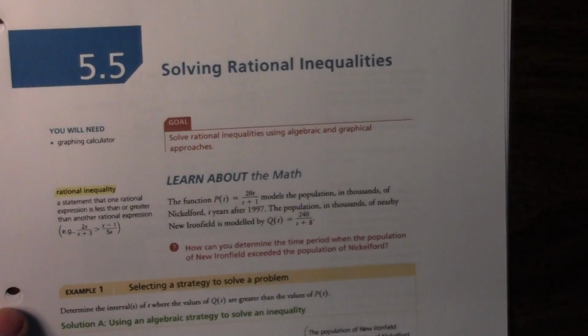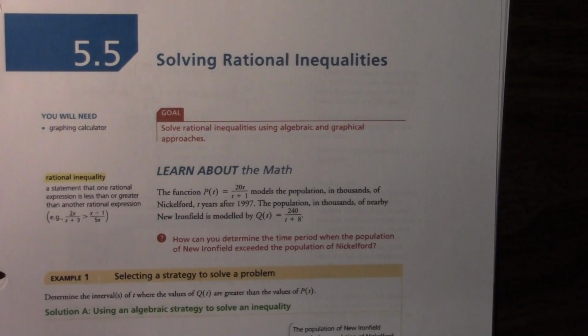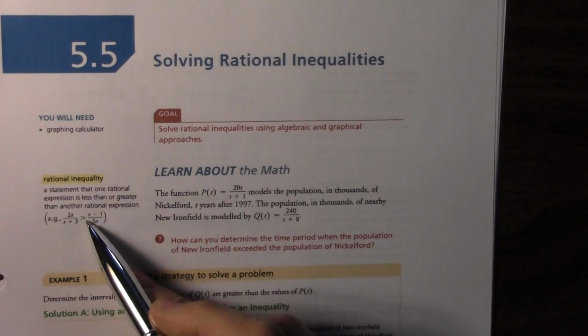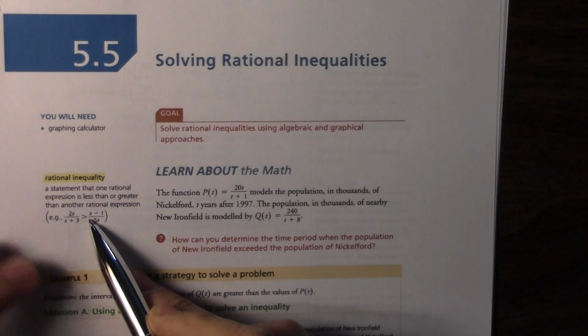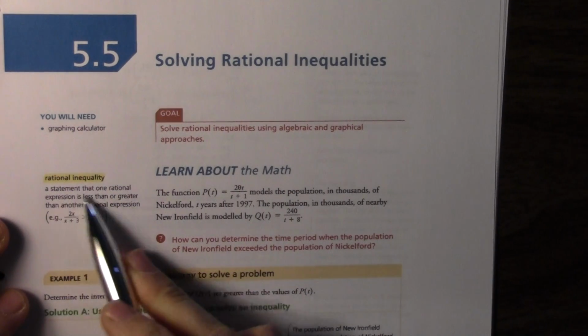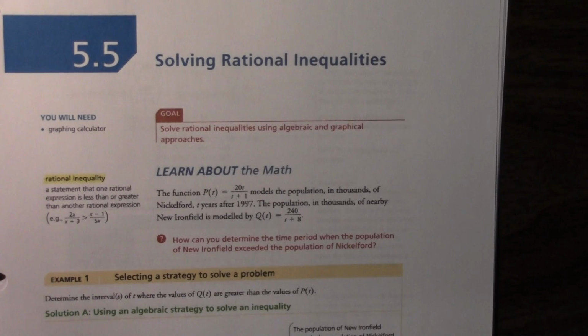Okay, this is 5.5, solving rational inequalities. So we looked at kind of the same idea in the last section, but we had an equal sign here. Now we're going to deal with inequalities. So it's a statement that one rational expression is less than or greater than another rational expression.